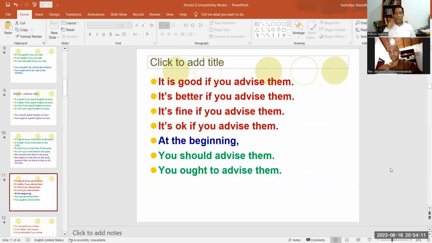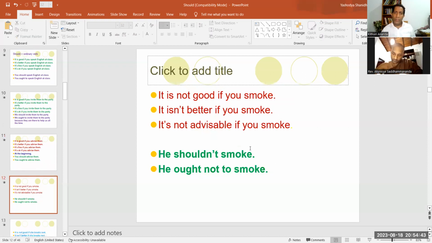And you should advise them. Actually, you present or you come up with some sort of idea in the form of a suggestion. When you say that you should advise them, you mean you make a sort of suggestion there. Right? You are not emphasizing. It is good, it is better, it is fine, it's okay if you advise them. You should advise them, you ought to advise them.